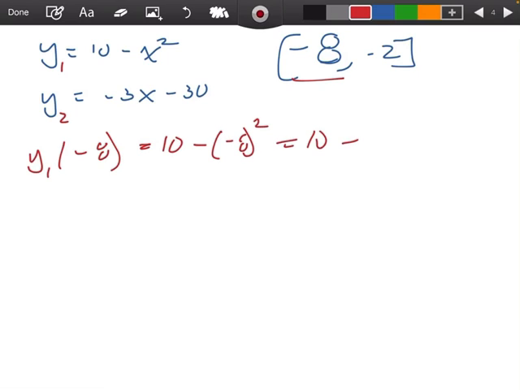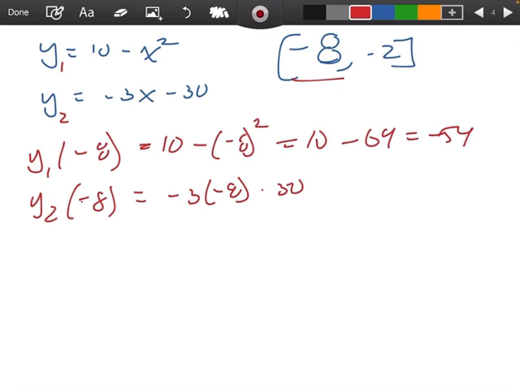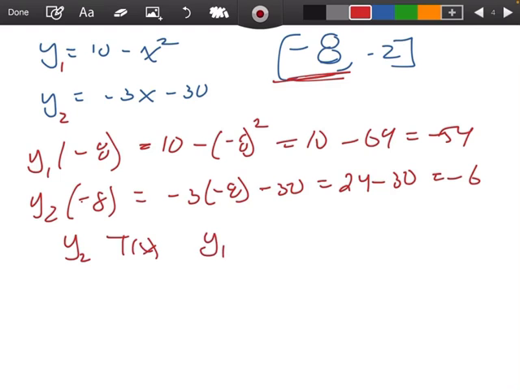So y1 at negative 8 is going to be 10 minus negative 8 squared. 10 minus 64, that's a negative 54. And then y2 at negative 8 is going to be negative 3 times negative 8 minus 30. So that is 24 minus 30. That's a negative 6. Okay, so at this endpoint, y2 is my top function, and y1 is my bottom function.